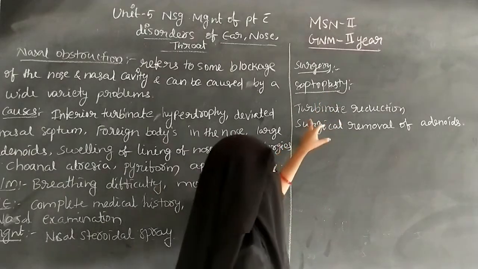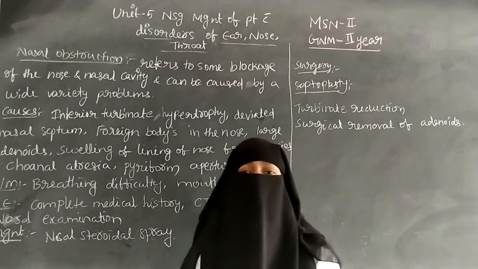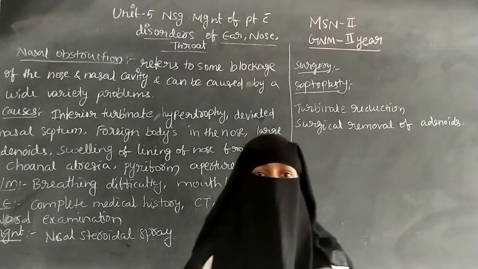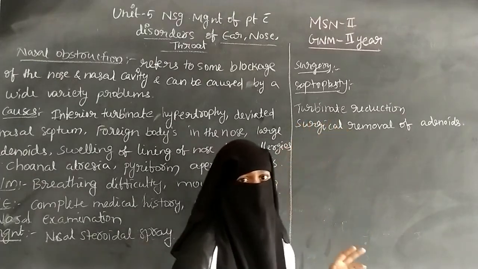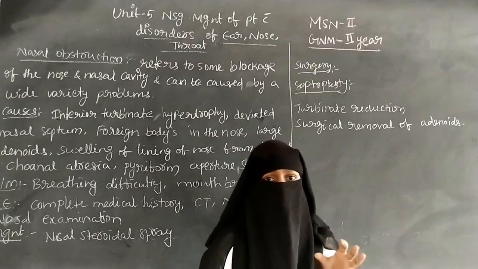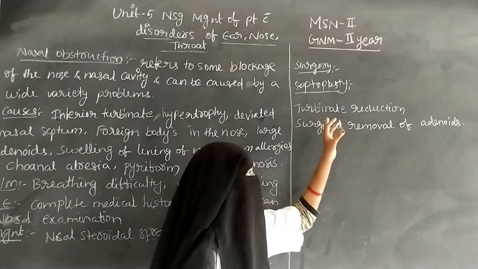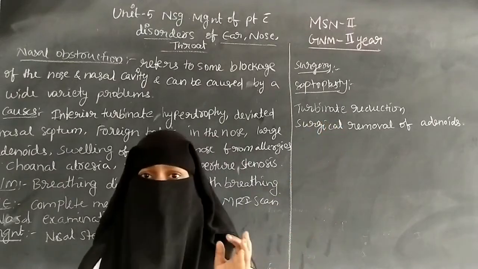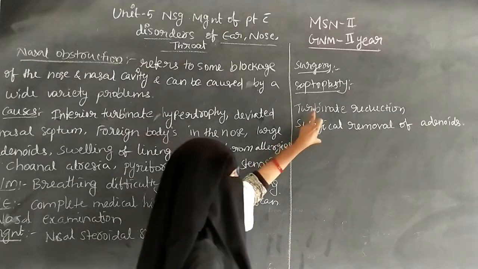So the next one is the turbinate reduction. The turbinate bones are present in the nose, and because of malposition or improper position of the turbinate bone, the reduction can be done. So the turbinate bone can be removed by the turbinate reduction.